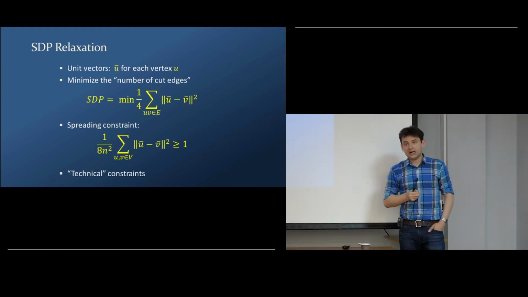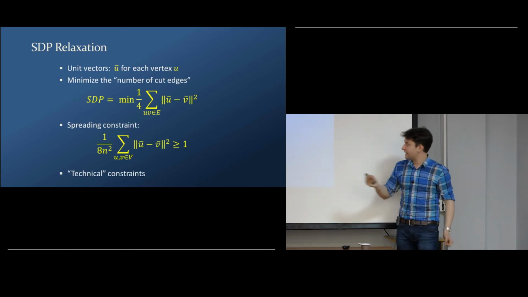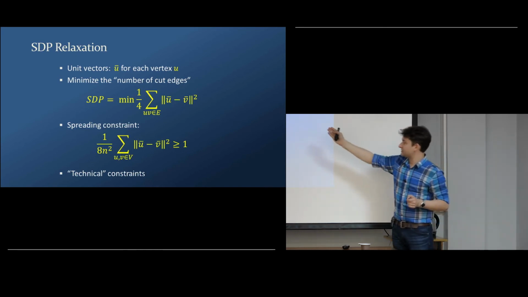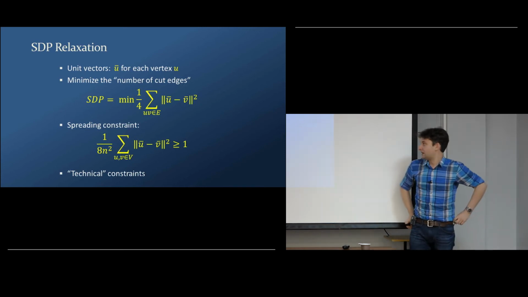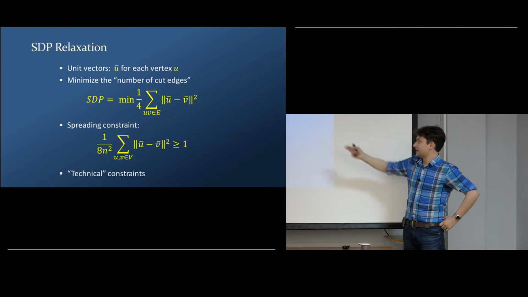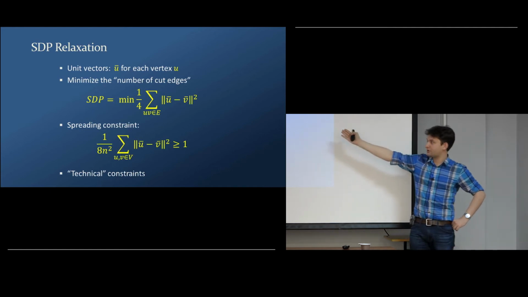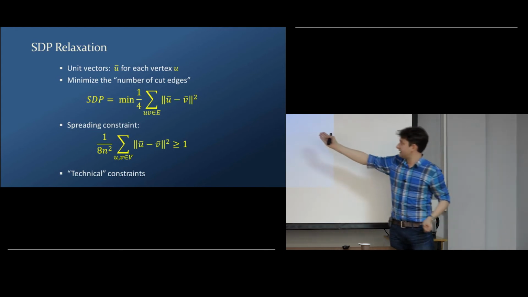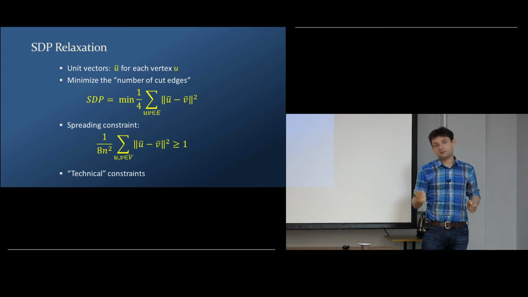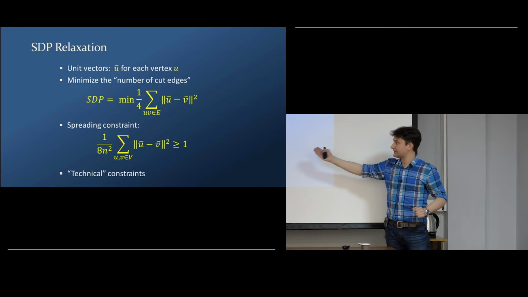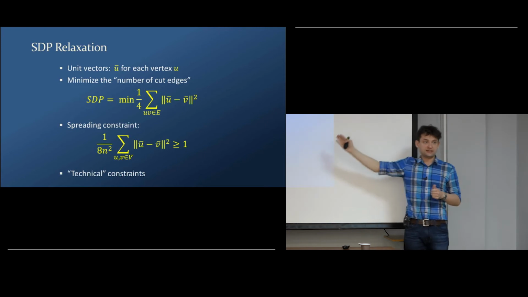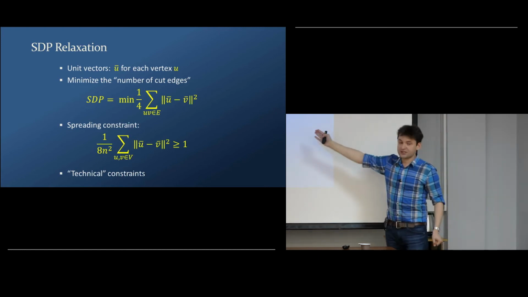So if we get an integral solution like I showed in the previous slide, then in this sum, if two vertices u and v belong to the same part, they are both plus or minus 1, and u bar minus v bar is equal to 0. Squared, it's also 0. So the contribution to this term is equal to 0. If u and v belong to different parts, then the difference u bar minus v bar is either +2 or -2, and squared is 4, and when we divide it by 4, we get 1. So for every cut edge in that integral solution, this objective function pays 1.